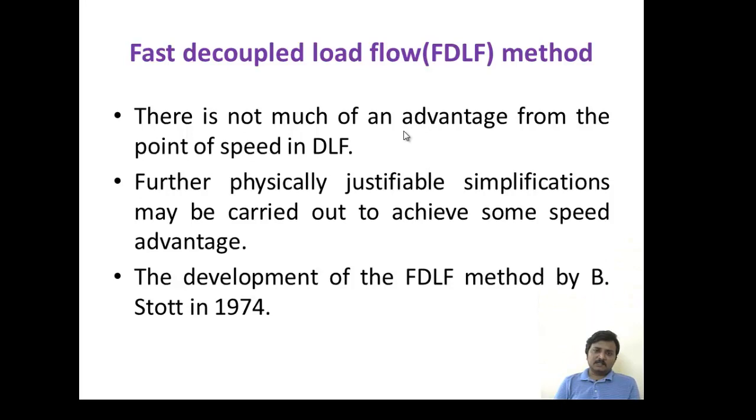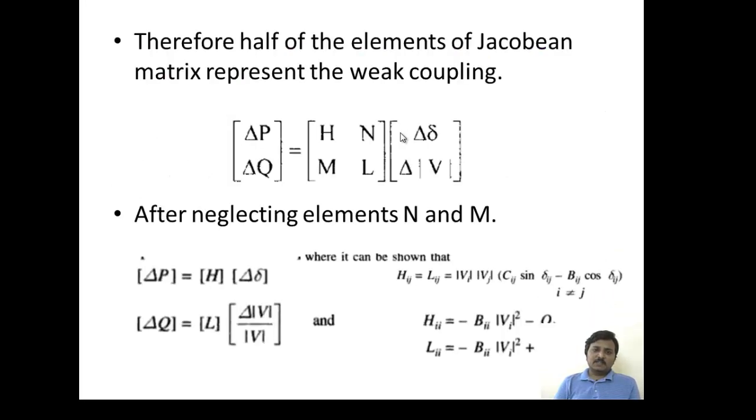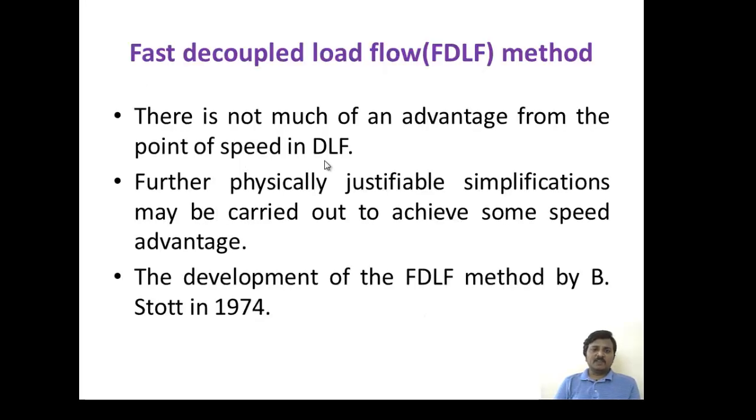After that, with the decoupled method, only these two elements become 0, but we still have to find the Jacobian matrix again. The complexity and the speed of the matrix will be the same. So there is not much of an advantage in speed from using the decoupled load flow method. There are certain physically justifiable simplifications we can still assume to make the process very fast.